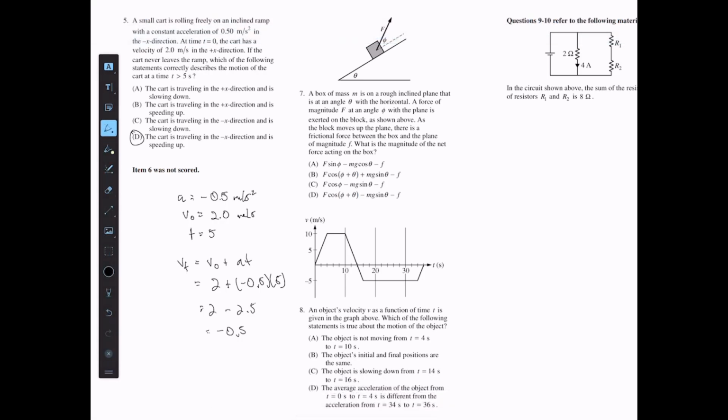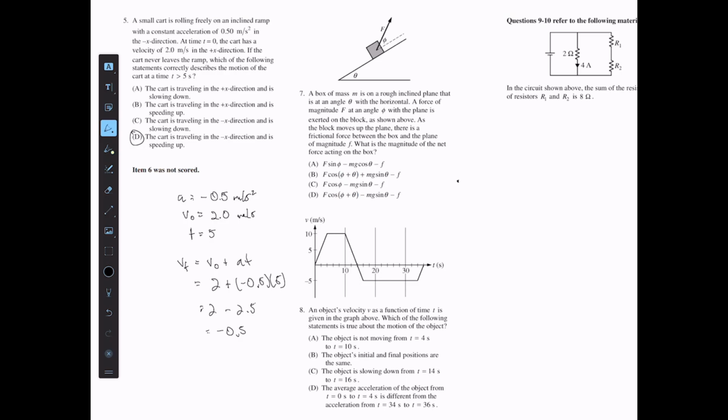A box of mass m is on a rough inclined plane that is at an angle theta with the horizontal. A force of magnitude F at an angle gamma with the plane is exerted on the block as shown above. As the block moves up the plane, there is a frictional force between the box and the plane of magnitude F. What is the magnitude of the net force?